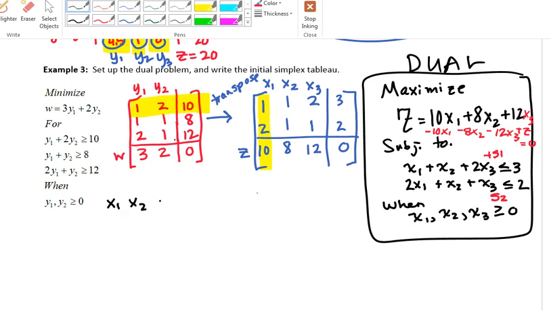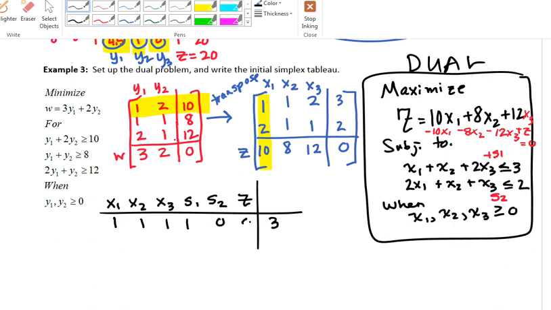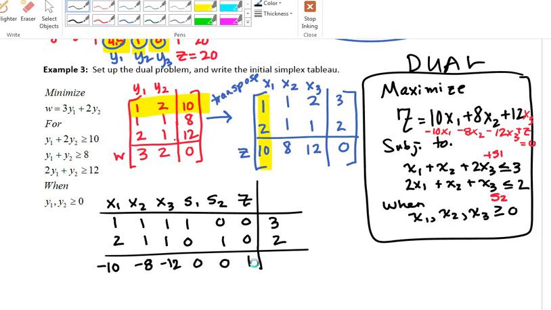All right, simplex tableau. x1, x2, x3. Okay, slack 1, slack 2, and z. First constraint is 1, 1, 1 with a slack 1, and it's equal to 3. Second constraint is 2, 1, 1 with a slack 2, and it's equal to 2. And my objective function is represented by negative 10, negative 8, negative 12. It has no slack variables, but it does have a z, and it's equal to 0. Just for funsies, let's go ahead and pick out the pivot. It's always fun to pick out a pivot.